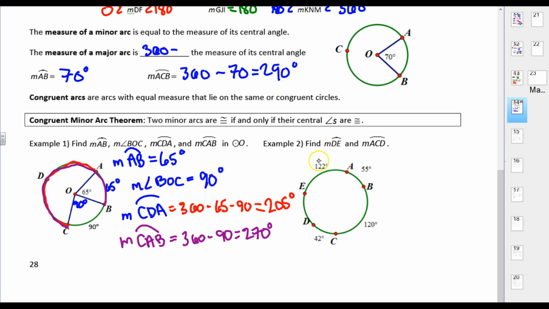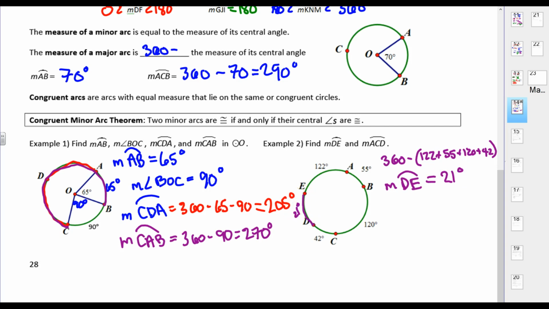Let's look over here. In this example, I want to find first the measure of arc DE. When you look at this picture, we have all of the arcs in the circle except DE. So in order to find DE, I just have to take 360 degrees and subtract off all the other arcs, the 122, the 55, the 120, and the 42. When I do that, I get that the measure of DE is in fact 21 degrees. So from here to here is 21 degrees.